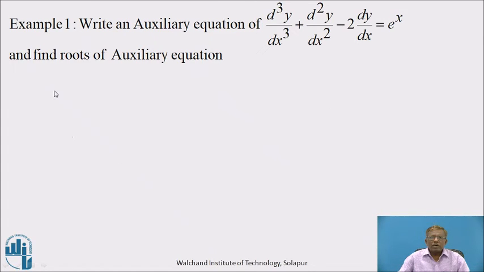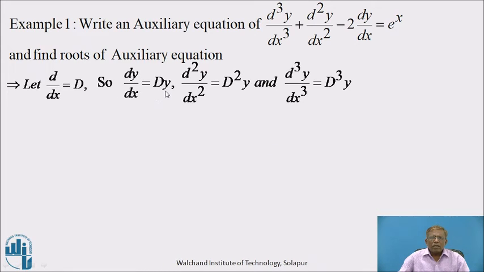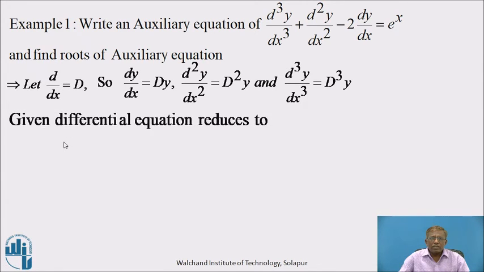Now let us consider example 1. Write an auxiliary equation of the differential equation d^3y/dx^3 + d^2y/dx^2 - 2 dy/dx = e^x, and find roots of the auxiliary equation. Here d/dx is capital D, so that dy/dx = Dy, d^2y/dx^2 = D^2 y, and d^3y/dx^3 = D^3 y. With this notation, the given equation can be written as D^3 y + D^2 y - 2Dy = e^x.